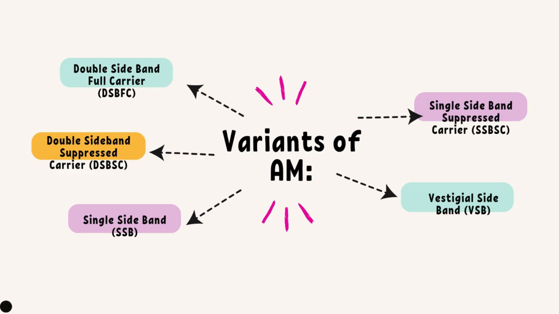Double sideband suppressed carrier. Both sidebands are transmitted, but the carrier is suppressed to save power. Single sideband, only one sideband is transmitted. Single sideband suppressed carrier, similar to SSB, but with the carrier removed. And the last one, vestigial sideband, transmits only one sideband and a partial version of the other.